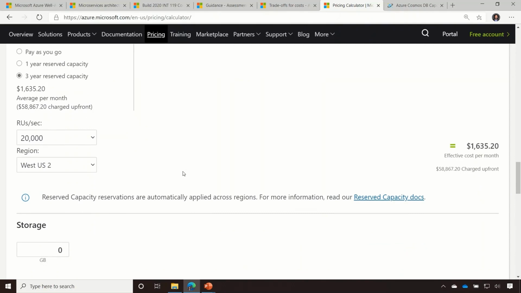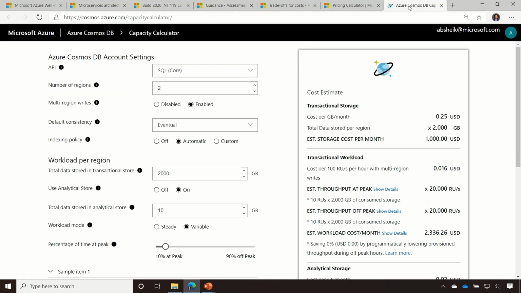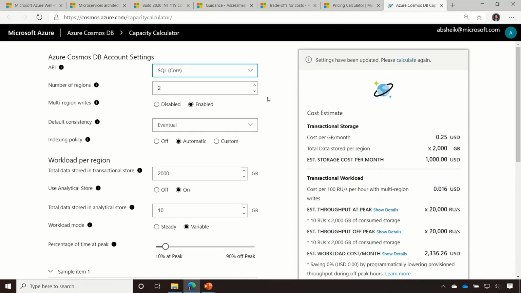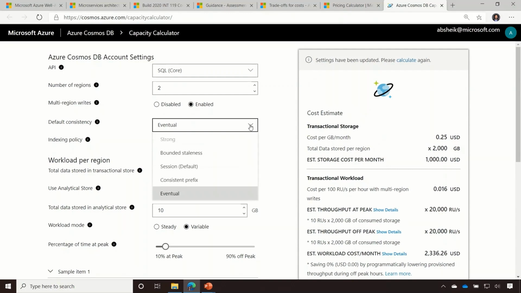One of the inputs to the Cosmos DB cost calculation is your throughput request units. I'm going to use the Cosmos DB capacity calculator to estimate more accurately the throughput request unit that would be applicable for our reference workload that we are cost modeling for. We have chosen here a SQL API with 2-region and enable multi-region.